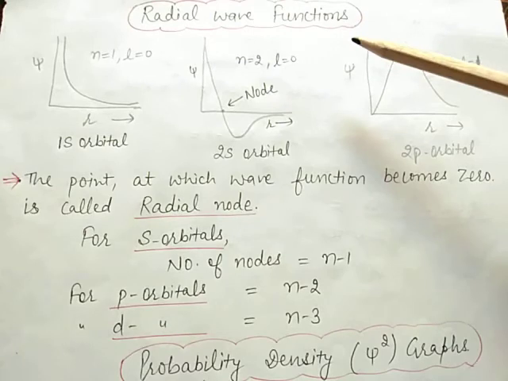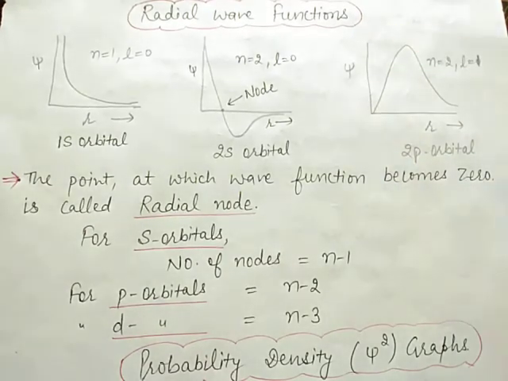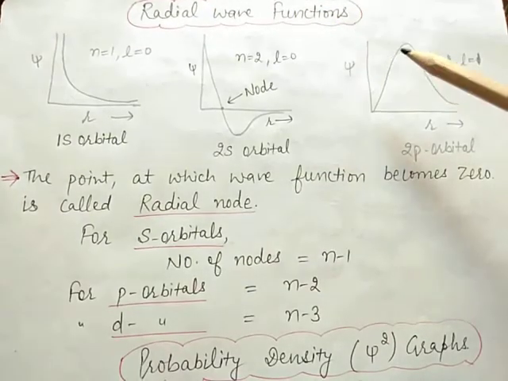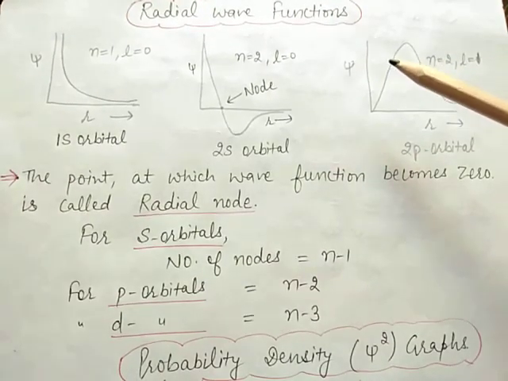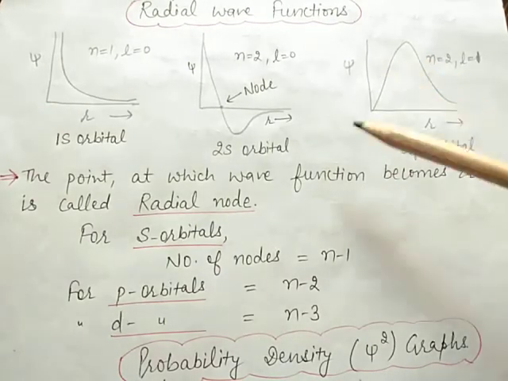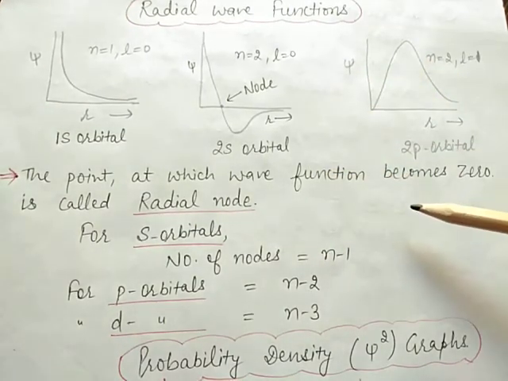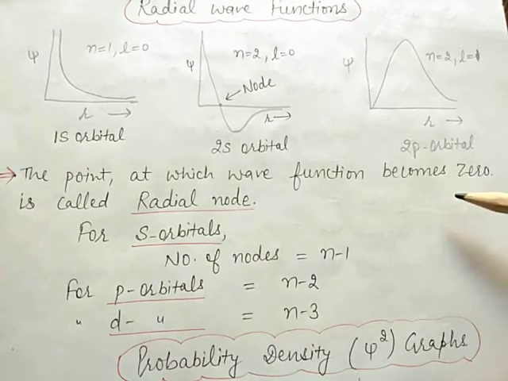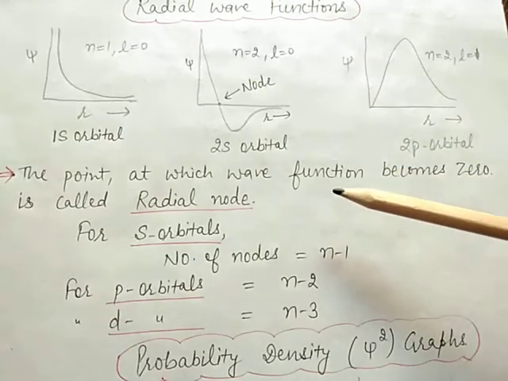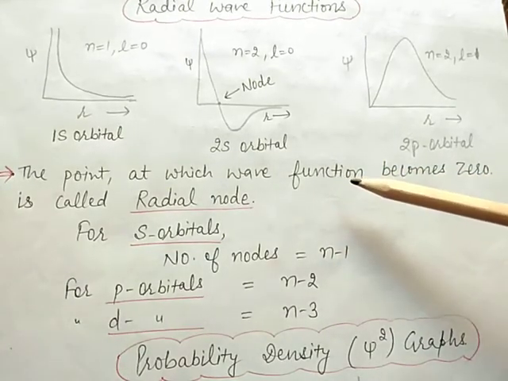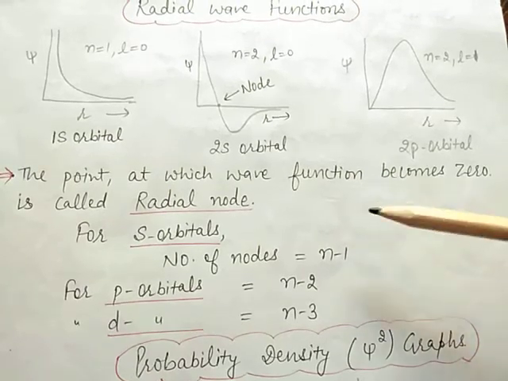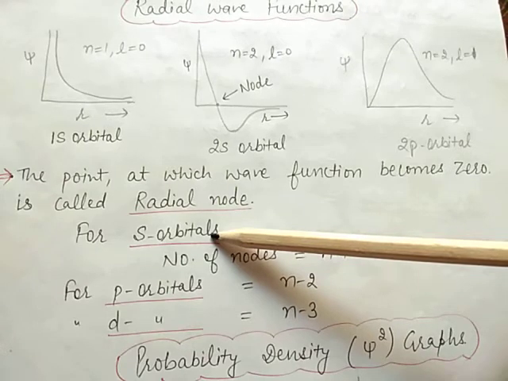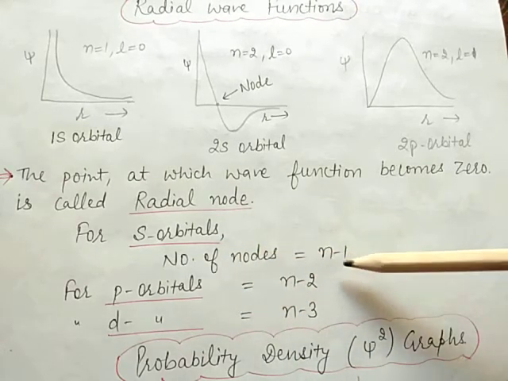Now the next topic is radial wave function. Radial wave function means the place or the point where the radial wave function passes through 0, means it becomes 0. This is called nodes or radial nodes. For s orbital, the number of nodes is equal to n minus 1.